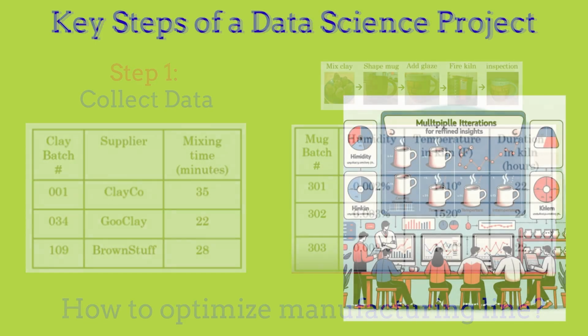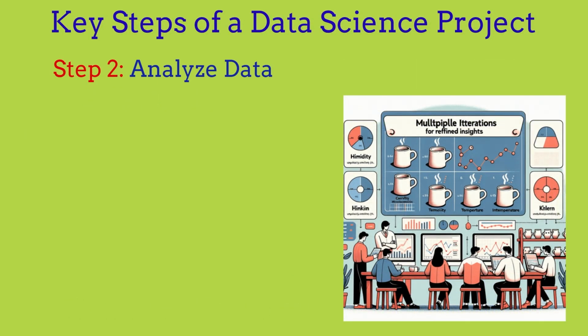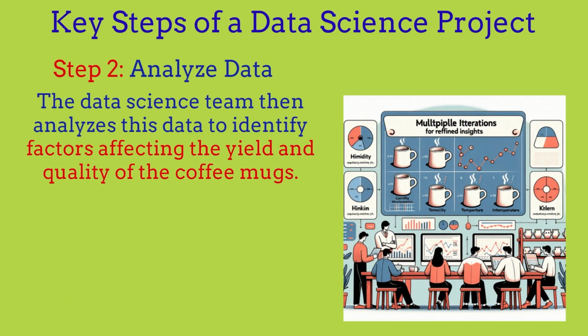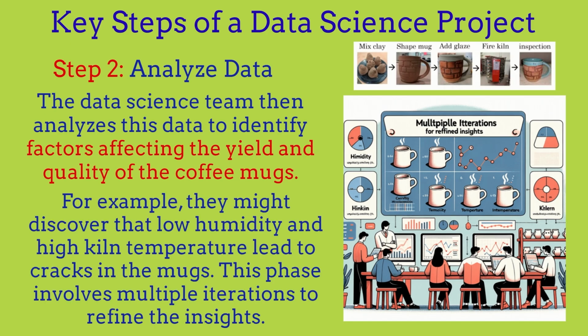And now for step number 2, we're going to analyze the data. Based on whatever we got from the data that we had for step number 1, we're just going to analyze that data. The data science team will then analyze this data to identify factors that affect the yield and quality of the coffee mugs. So for example, they might discover that low humidity and a high kiln temperature lead to cracks inside of the mugs, and this phase involves multiple iterations to refine the insights.